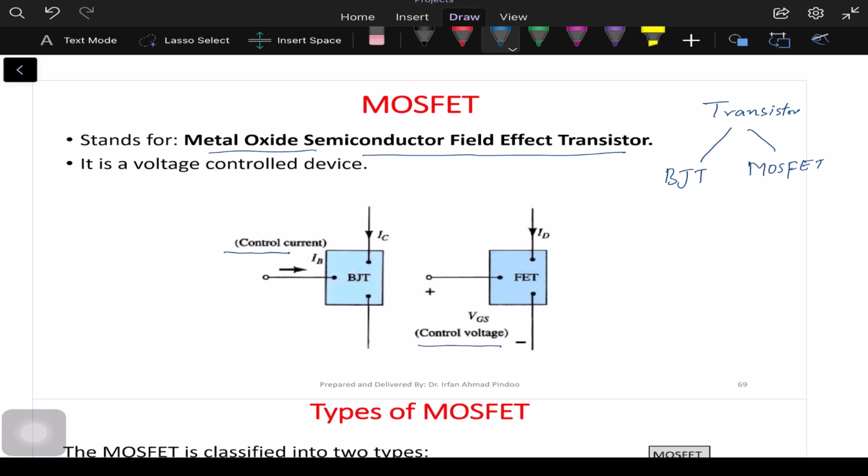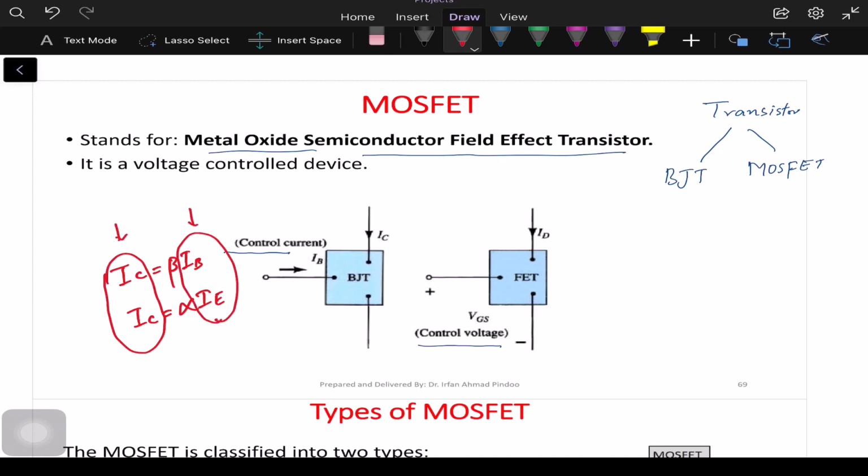As we have seen in certain numericals as well, if we look at the BJT, it was governed by equations like IC is equal to beta IB, or equations like IC is equal to alpha IE. So the output parameter here was current and the input parameter also was current only. So it is a current control device.